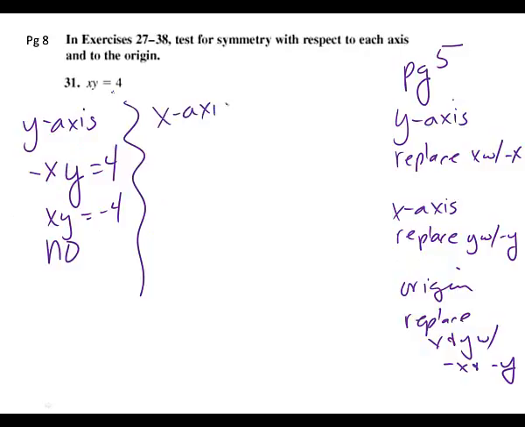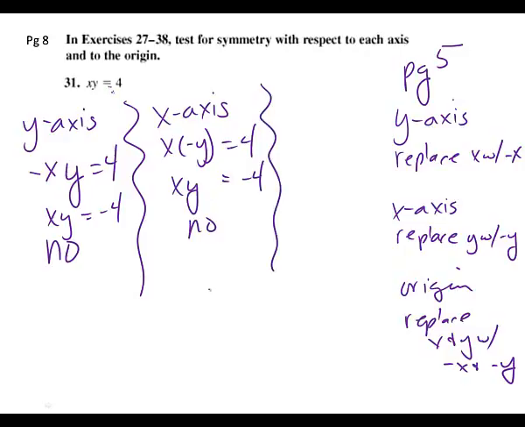Now I'm going to go with x-axis. So x-axis says we have to replace y with negative y. So x times negative y equals 4. Again, I could maybe move the negative to the other side, right? Did I get the exact same equation? No. So it's not y or x-axis symmetric.